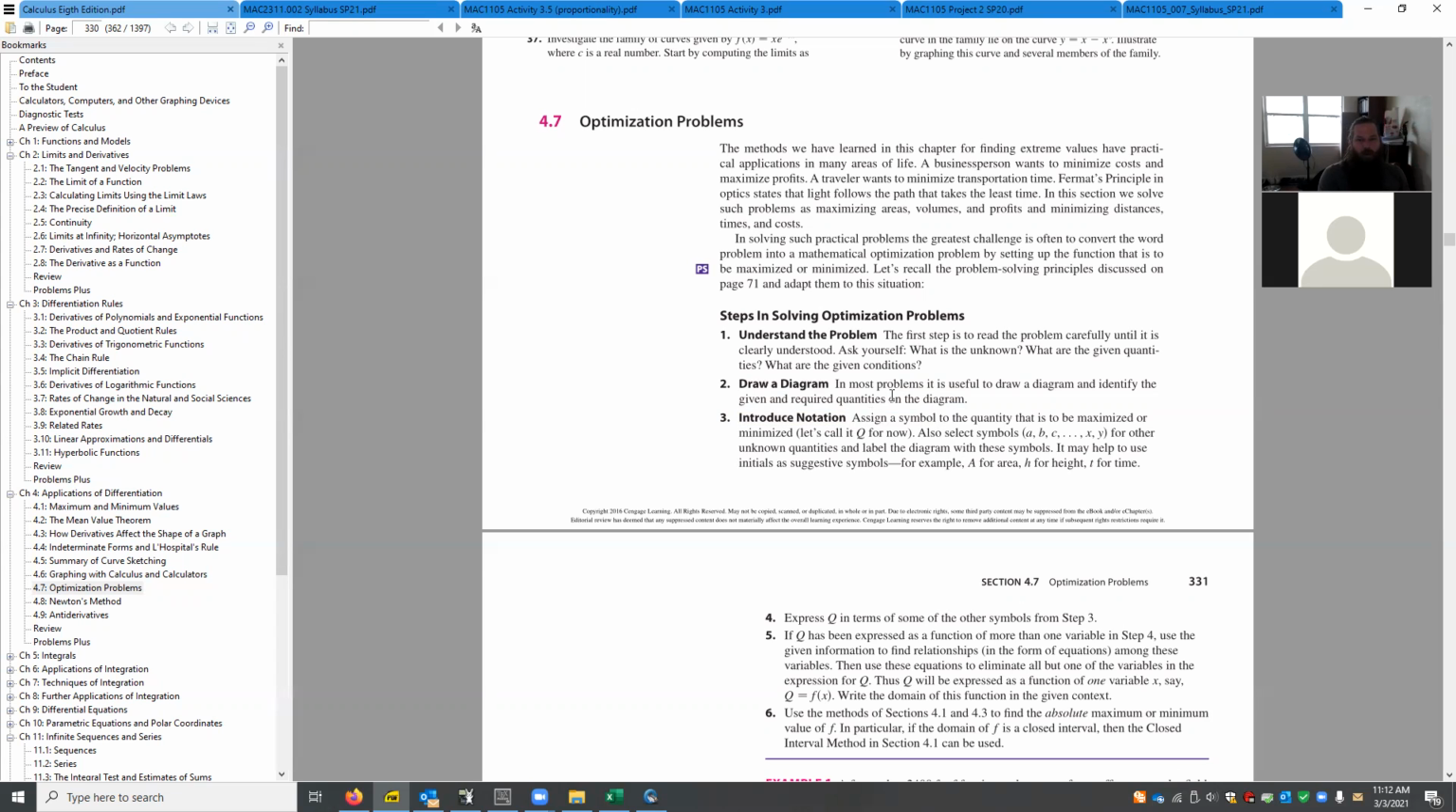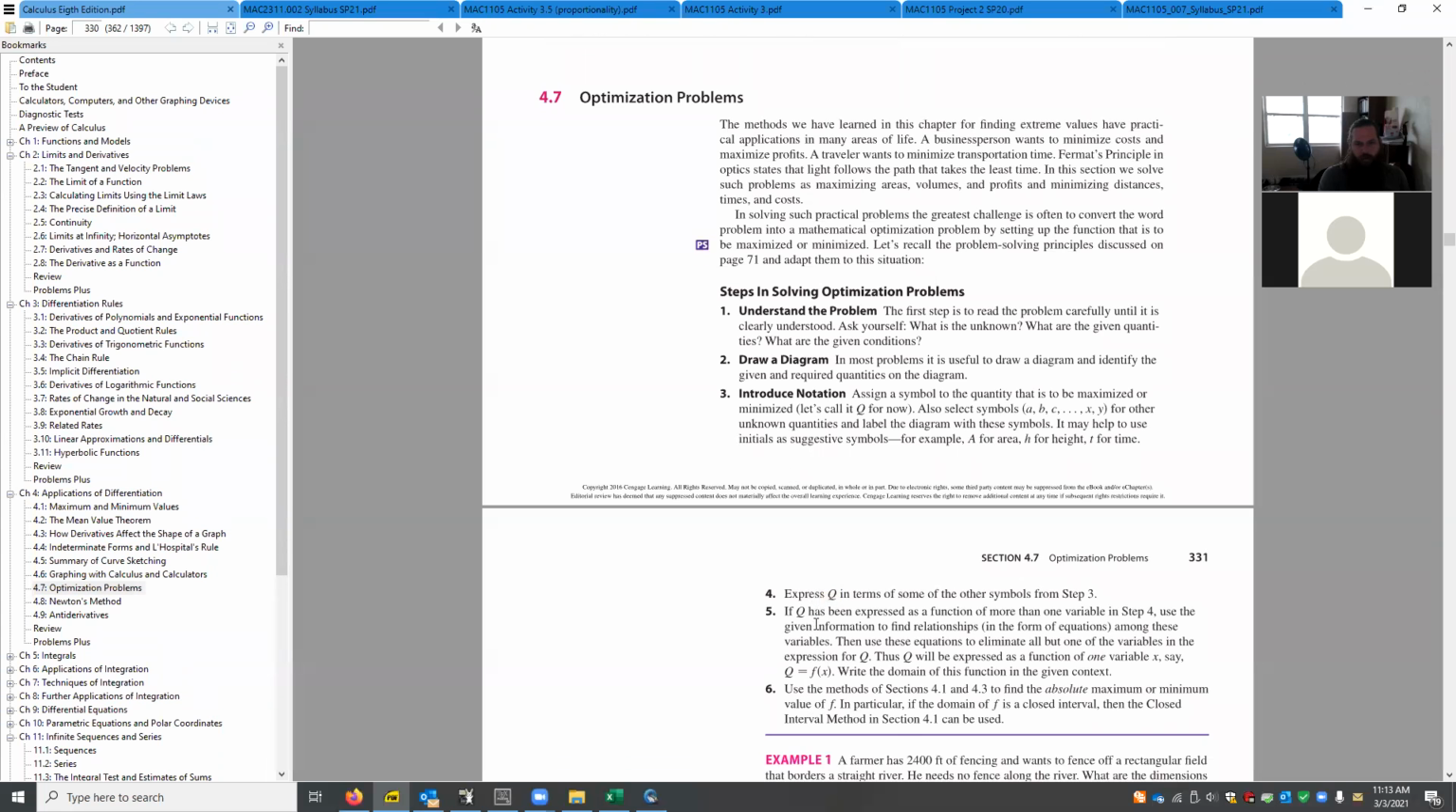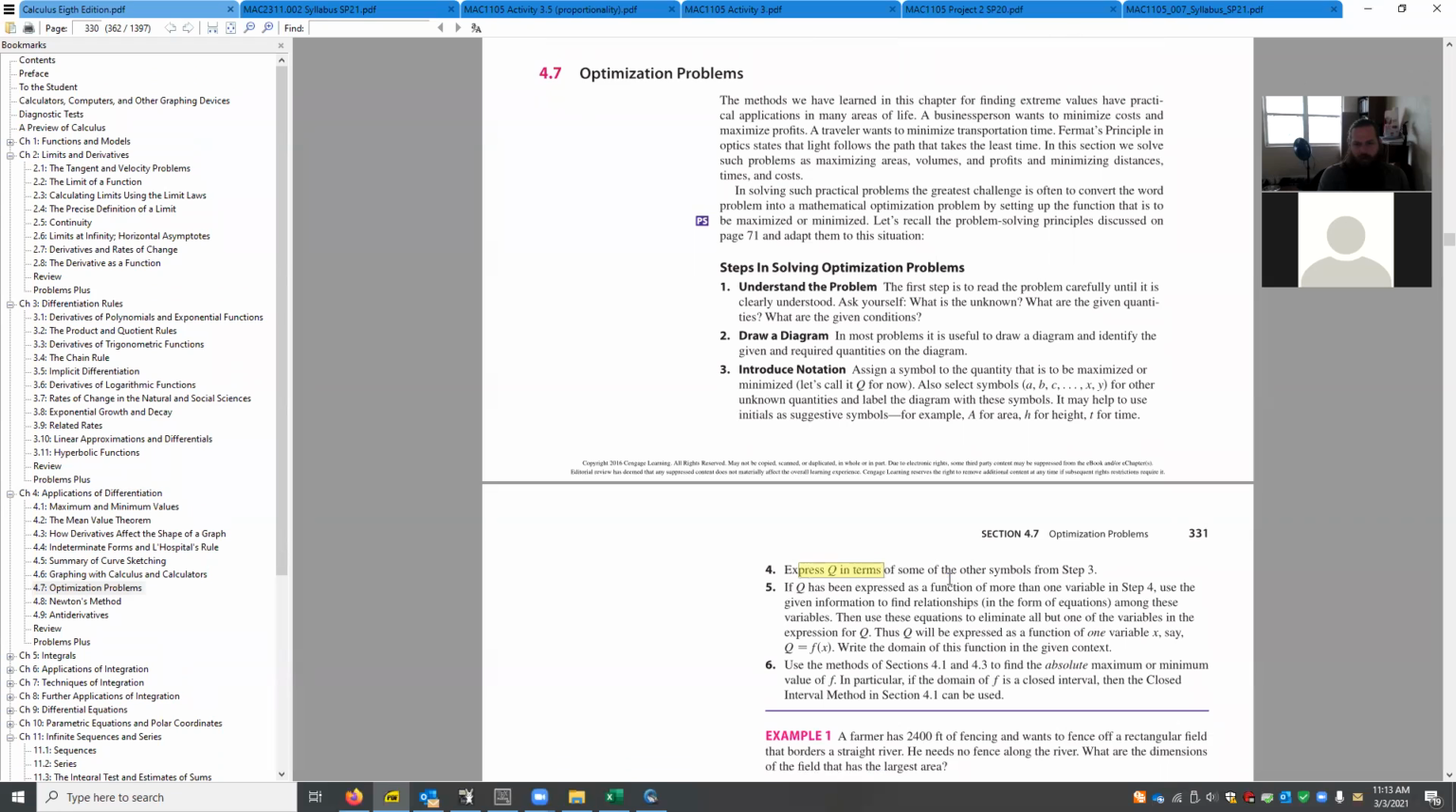Once you have done all of that, you're going to recognize the thing that you need to minimize or maximize. The book calls it Q here for quantity. And then you're going to want to express Q as a function of a single variable. That's steps kind of 4 and 5 here. You'll write down an equation, like, you want to maximize the area. So you write down the area equation for whatever the object in question is.